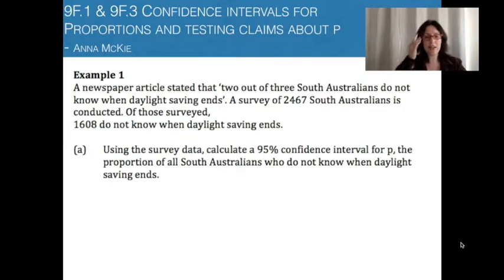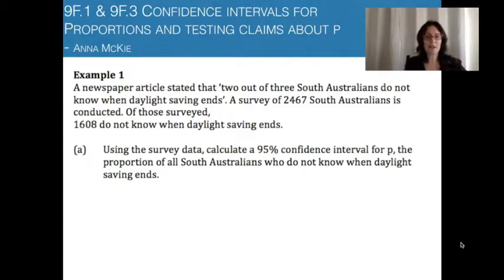We're doing one example here that will cover F.1 and F.3. A newspaper article stated that 2 out of 3 South Australians do not know when daylight savings ends, and a survey of 2,467 South Australians is conducted, and of those in the survey, 1,608 do not know when daylight savings ends. Using that data, we have to calculate a 95% confidence interval for P. Now P is the proportion of all South Australians who do not know when daylight savings ends.